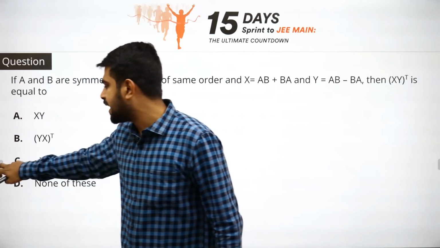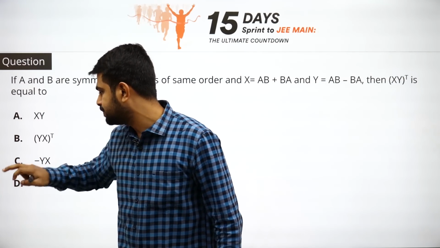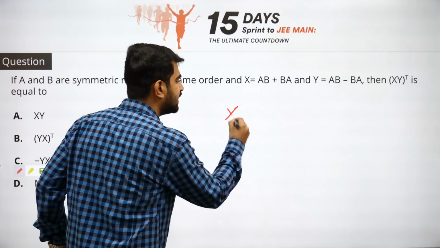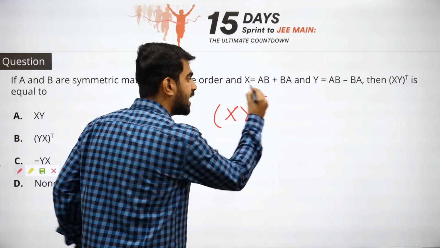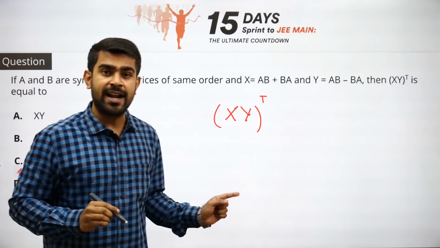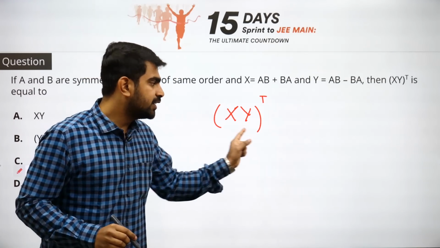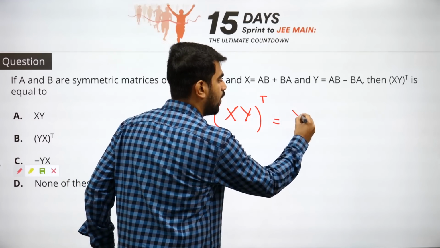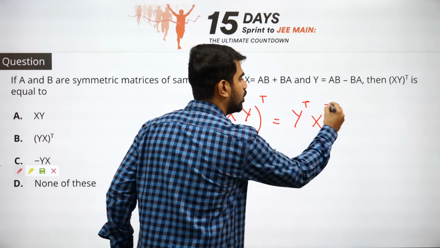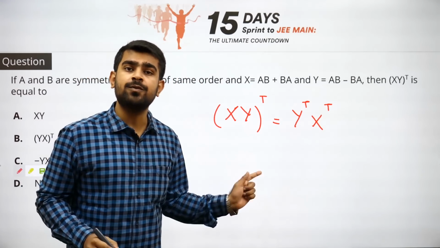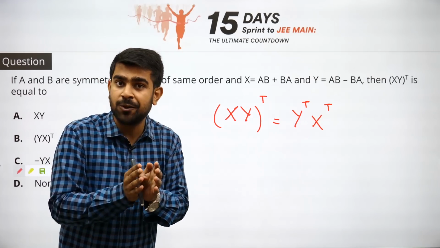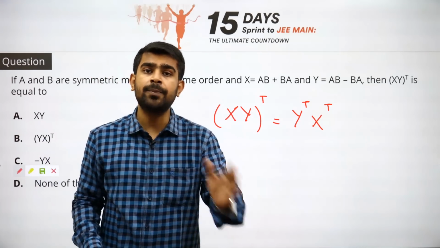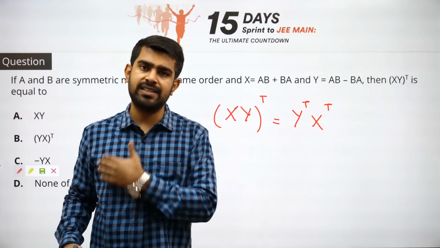Let us get started with the solution of this question. Now we have it over here. I want to find out what is XY the whole transpose. If you have studied the properties of transpose, you must be very aware of the expansion of this. This is going to be equal to Y transpose into X transpose. Isn't that right? That comes from properties of transpose. So please check out the properties of transpose and other operations as well.